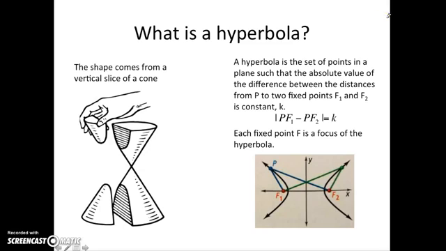So what that means is we have the distance from here to here, and then the distance, and if we subtract the distance from here to here, we're going to end up with a constant.